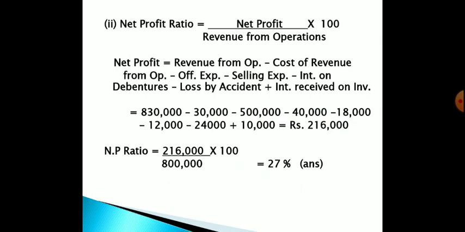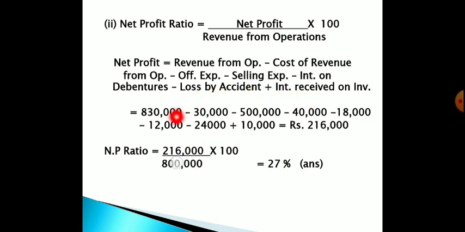Next, net profit ratio. As we know, the formula is net profit divided by revenue from operations into 100. Let us first find out the net profit, which is equal to revenue from operations minus cost of revenue from operations minus operating expenses, that is office expenses and selling expenses, minus non-operating expenses such as interest on debenture and loss by accident, plus non-operating income, that is interest received on investment.